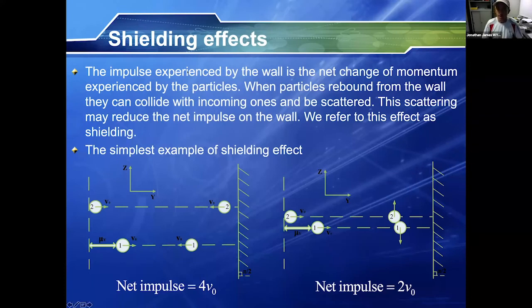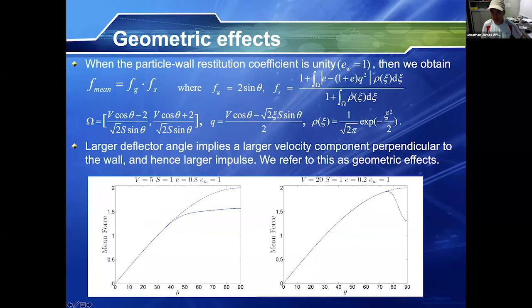So, the impulse experienced by the wall is the net change of momentum experienced by the particles, just by Newton's law of equal and opposite forces. So when particles rebound from the wall, they can collide with the incoming particles and then be scattered. And this scattering effect can reduce the net impulse on the wall. Again, this is exactly this factor here, Fs. This is exactly what that measures.